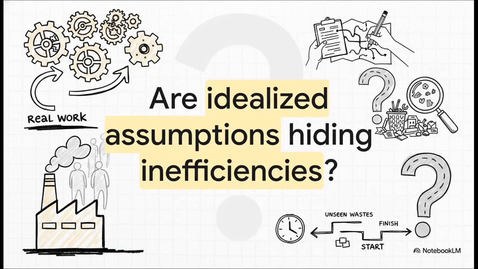I want to leave you with this one final, provocative thought. Take a look at your own projects. Are idealized assumptions hiding the inefficiencies on your job site? Because honestly, if you aren't documenting the real work directly at the Gemba, tracking the actual flows, and meticulously drawing out the map, what unseen wastes are currently sabotaging your project's performance right under your nose?